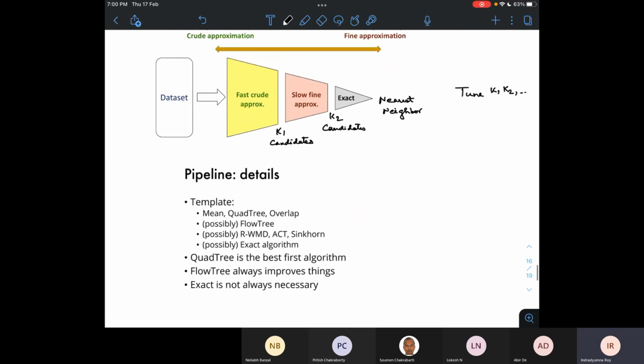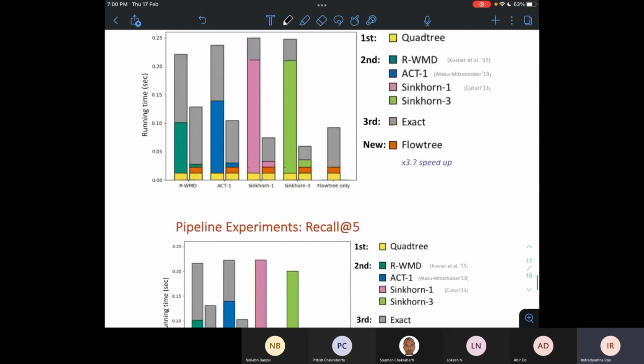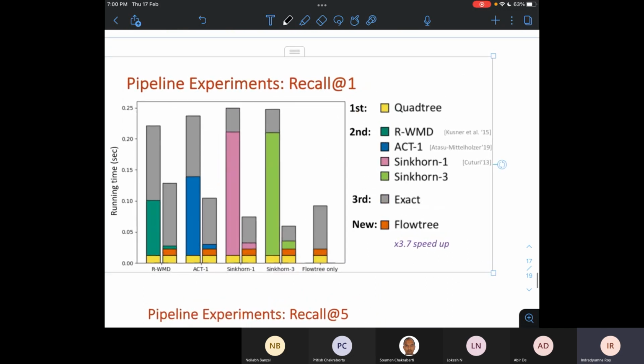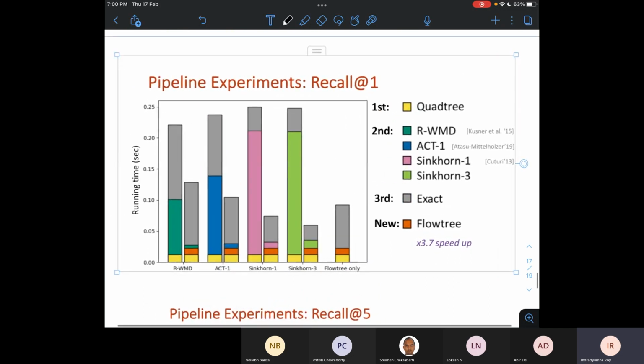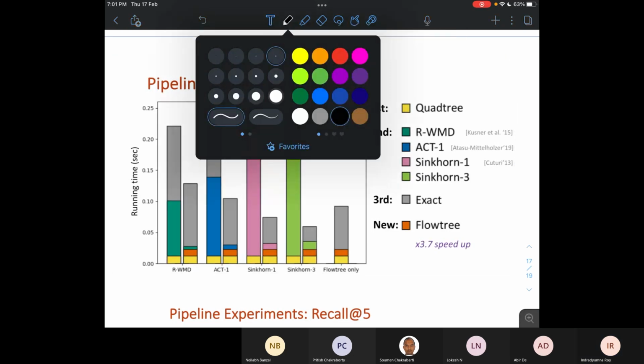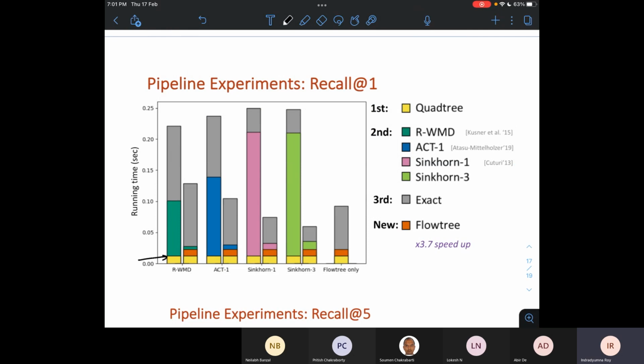So the details are this, that in the bottommost level, they usually use the mean or the quad tree, and they found that quad tree is better than anything else for the fast and crude approximation setup. The slower and fine approximation, they have a couple of variations. So this is the last plot that we are going to look at today. As you can see, this y-axis is the running time, and each pipeline, they are color coding the time taken by each component. So the slower component takes the least amount of time. The yellow blocks by quad tree is the fastest, and they take the least amount of time.